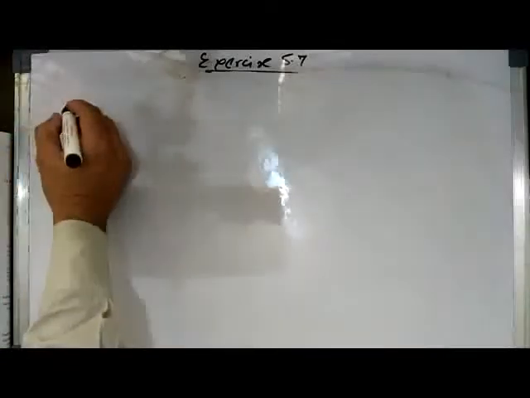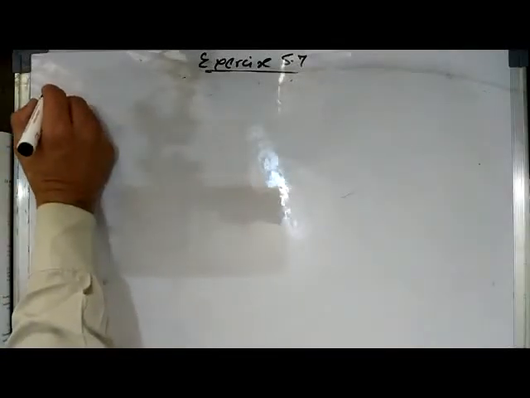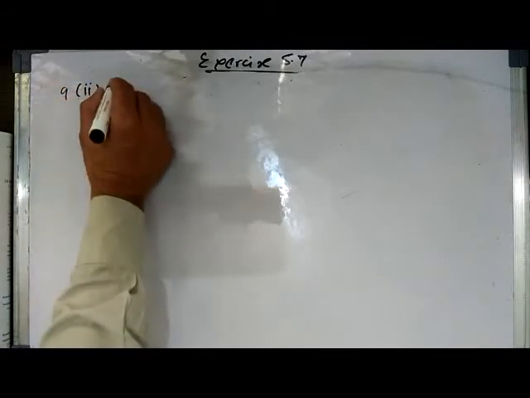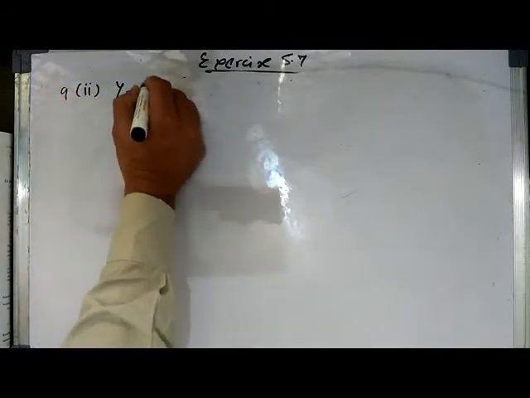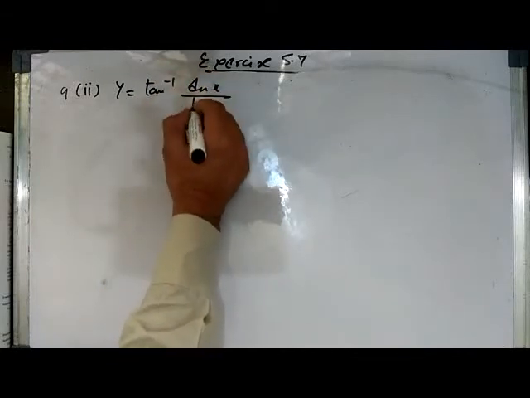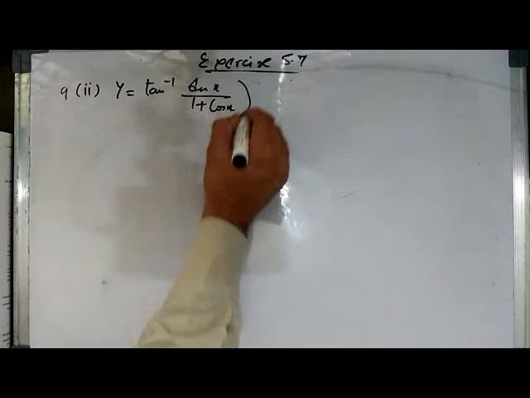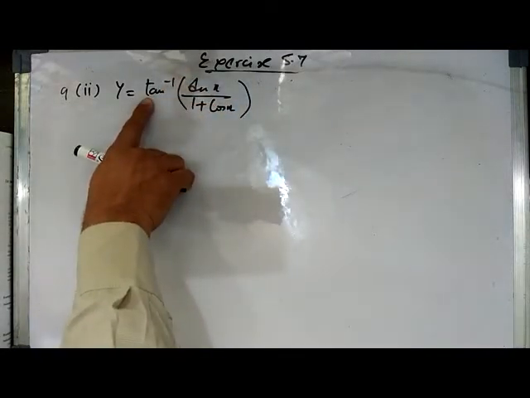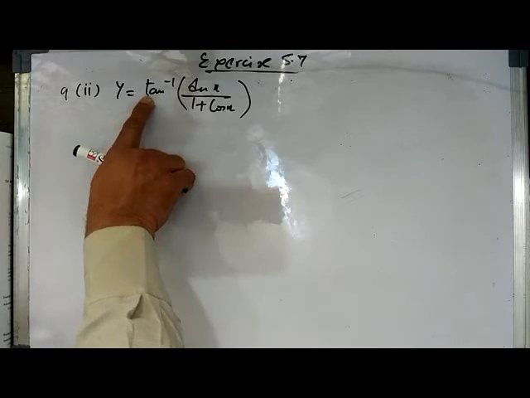Now coming to other questions of the same exercise, suppose I take 9th, second part. This question, if you remember, I've explained in inverse trigonometric functions: sine inverse of sin x upon 1 plus cos x. Assume somebody is solving it directly, differentiating this directly, applying the chain rule of differentiation. Then what happens?